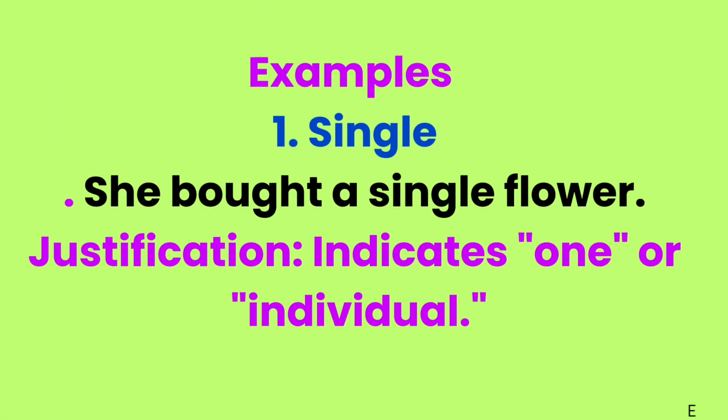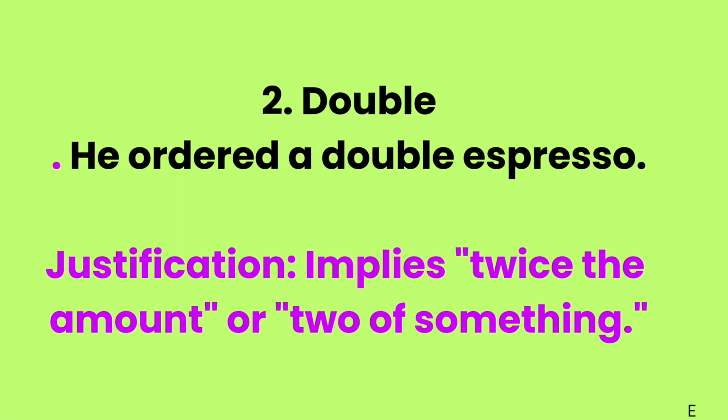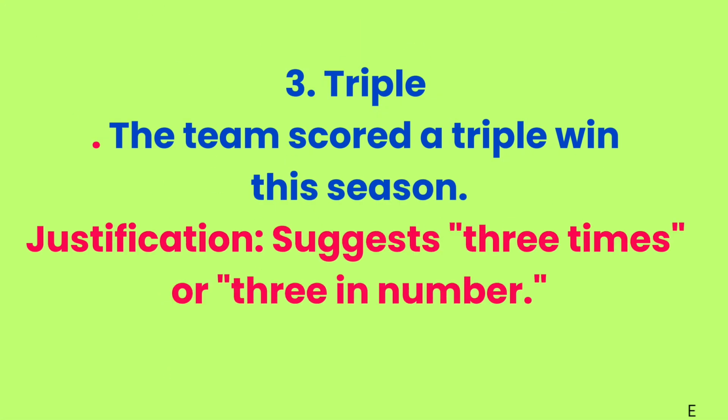Examples. 1. Single. She bought a single flower. Justification: indicates one or individual. 2. Double. He ordered a double espresso. Justification: implies twice the amount or two of something. 3. Triple. The team scored a triple win this season. Justification: suggests 3 times or 3 in number.